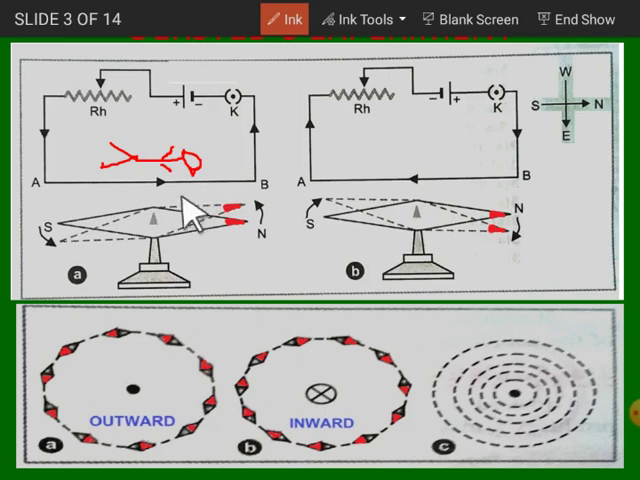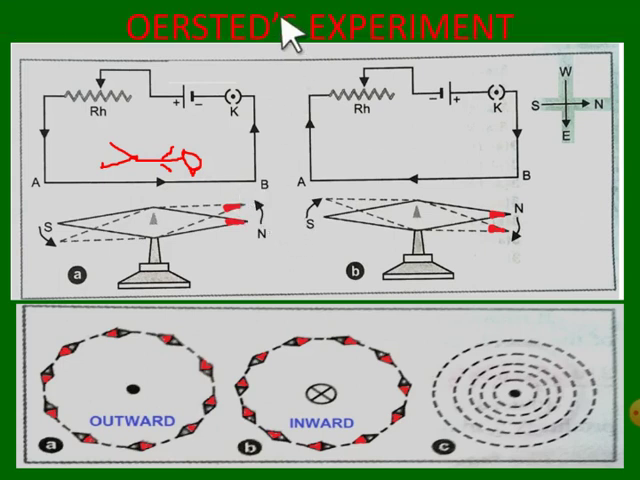Then the direction of the deflection of the north pole of the compass needle placed just below this current carrying conductor will be in the direction of his left hand. That means left hand, this is the right side and this is the left hand. So the north pole of the magnetic needle placed below this conductor will be toward the left hand. Got it? Understood? Yes, in that way.